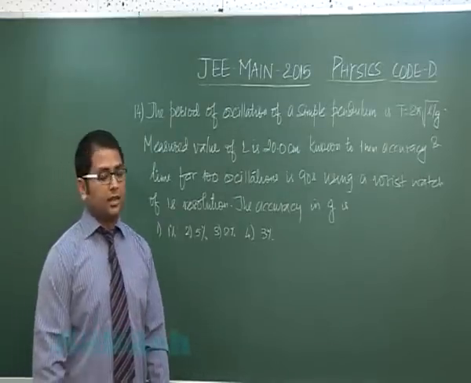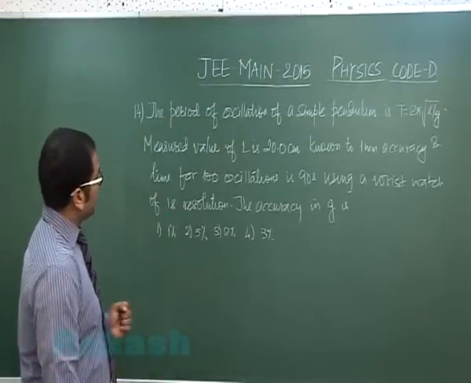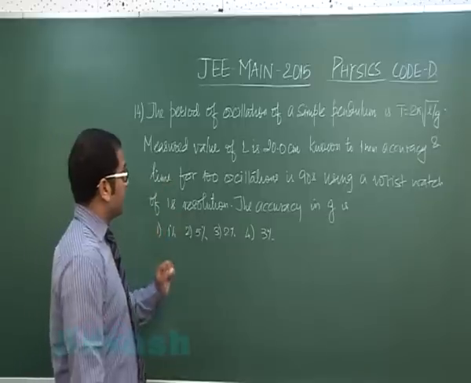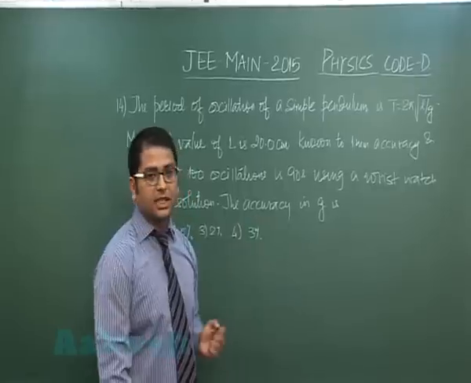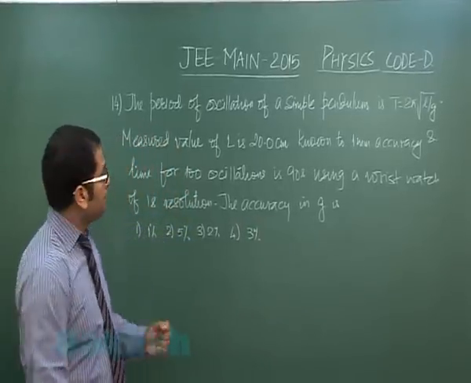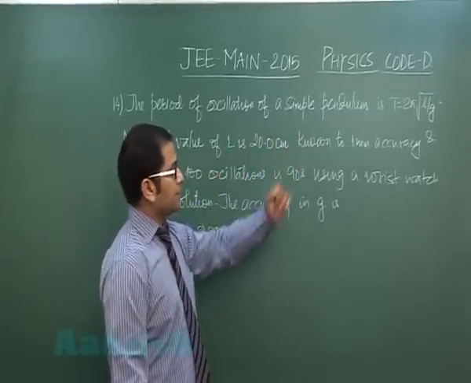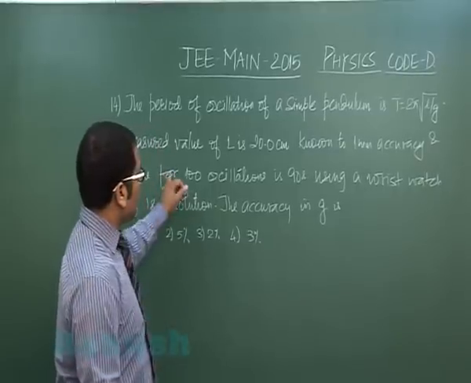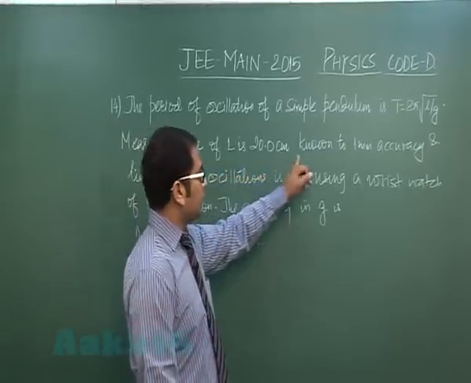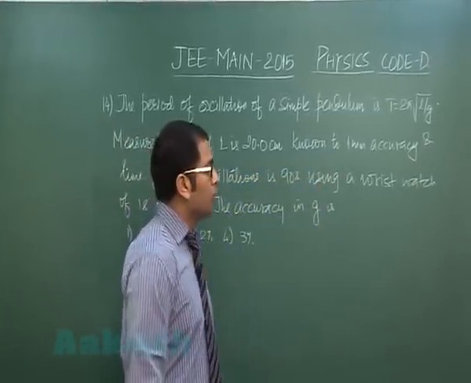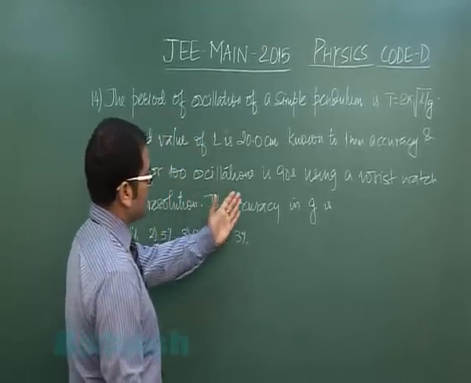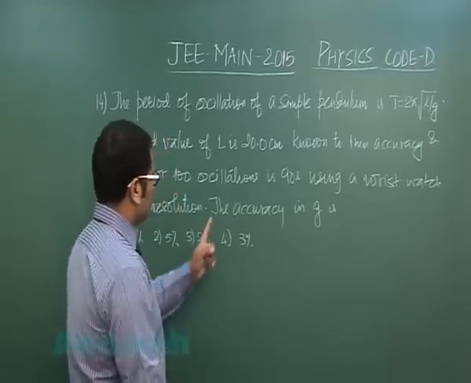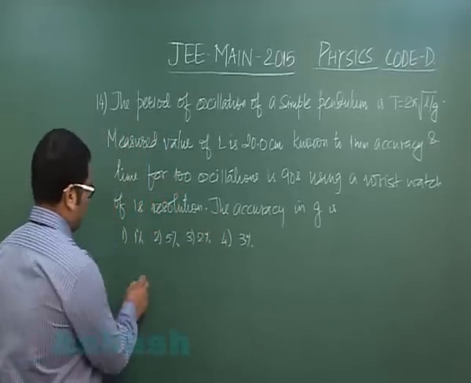Question number 14 is from experimental physics and the famous experiment of measurement and determination of the value of g using a simple pendulum. The period formula is very clearly known. The measured value of length is 20.01 centimeter, known to 1 millimeter accuracy, and the time for 100 oscillations is 90 seconds. We need to calculate the accuracy in g.